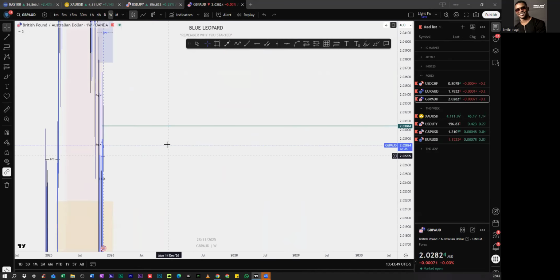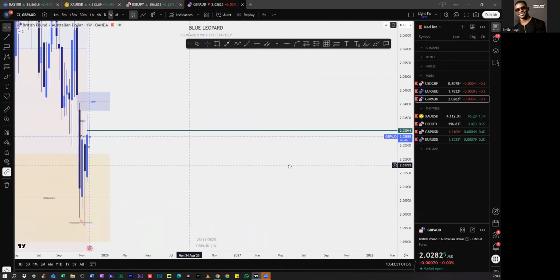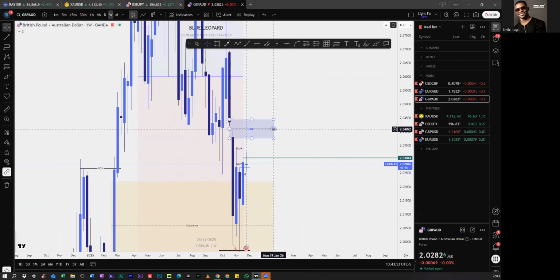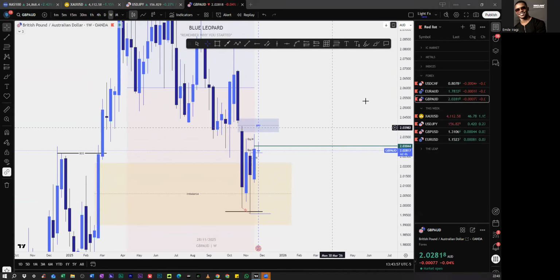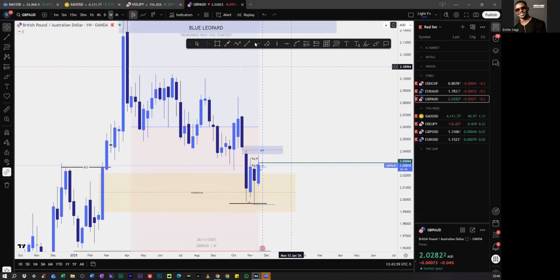Look, the main thing you have to ask yourself is, how did the previous week close? That can give you a clue. And then ask yourself where you are according to relevant highs and lows. This is a relevant high. This is a break. And down here you have a relevant low.